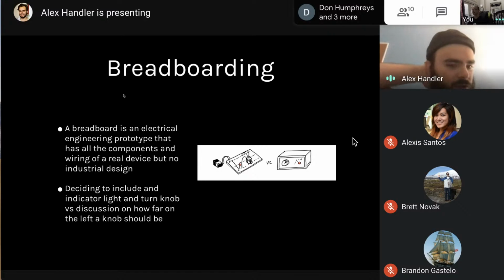You can see in this image here, it's the difference between deciding to include an indicator light and a turn knob on this left-hand side versus the discussion on what this knob should look like and how far away should it be from the red light, and then should the red light actually be green. It's knowing what the core elements are versus trying to figure out the finer detail of the type of plastic they're going to use for the prototype.